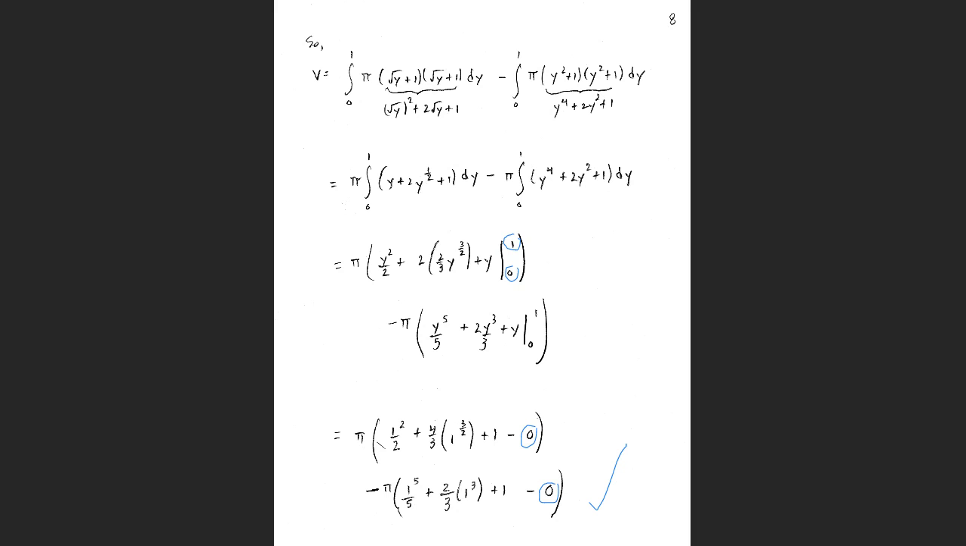Okay, and so we're going to have here, for instance, 1 squared over 2 is a half. This here, 1 to the 3/2 is 1, so you have 4/3. 1 to the 5th power over 5 is 1/5. And 2/3 times 1 cubed is 2/3. Okay, and so if everybody's okay, I'll move to the next page. If everybody's good. Are there any questions?